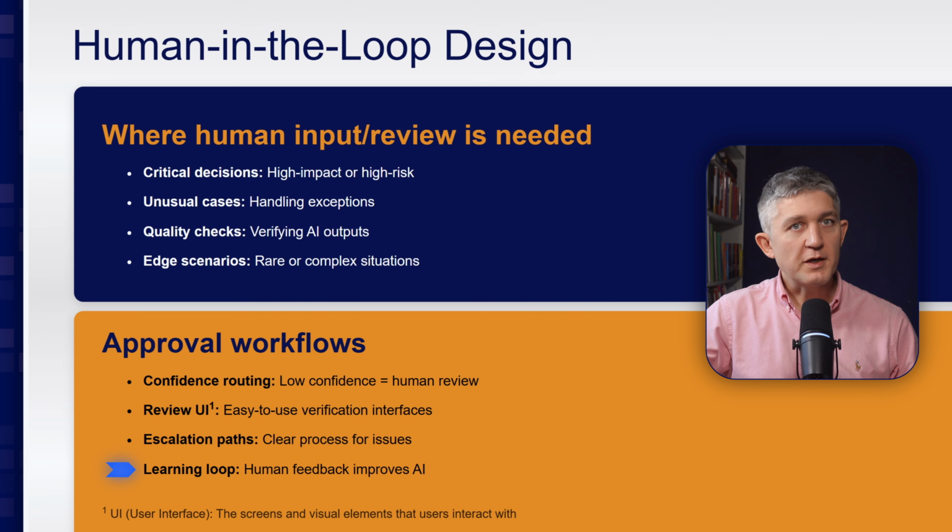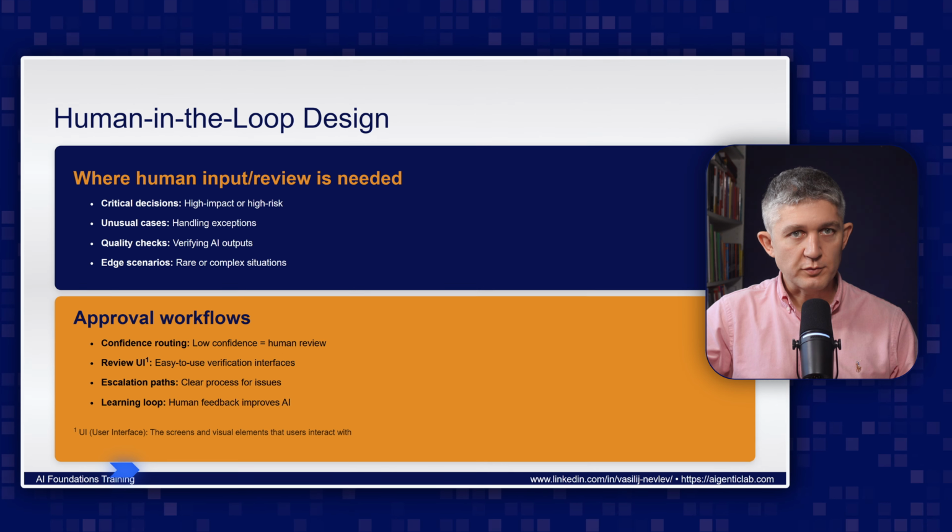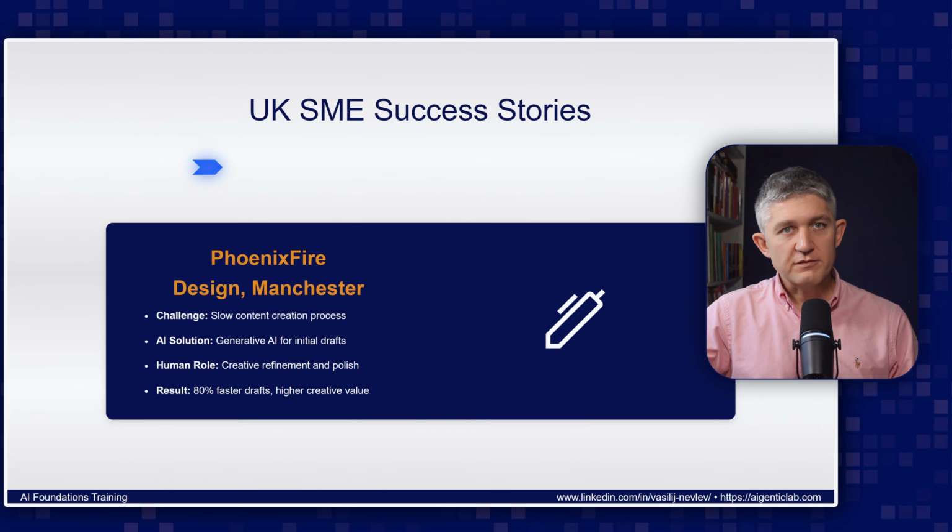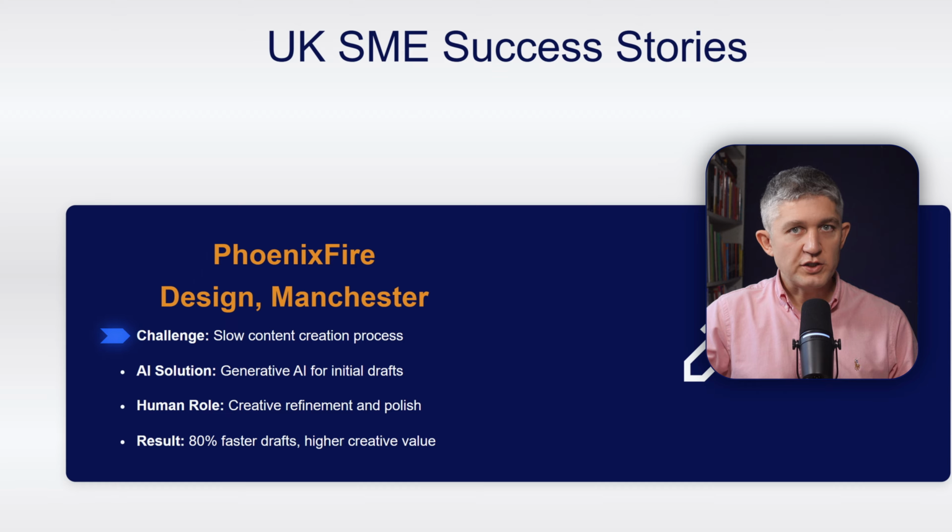Feed the human feedback back into the learning system if possible. Let's look at some real examples. Phoenix Fire Design in Manchester faced the challenge of slow content creation. They implemented AI to generate drafts. Humans were in the loop to create, refine, and make sure it's on tone. As a result, 80% faster drafts and a higher created value.